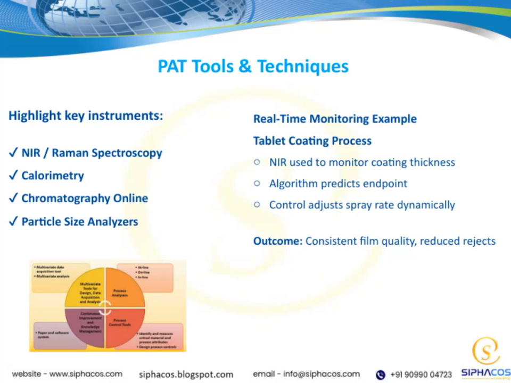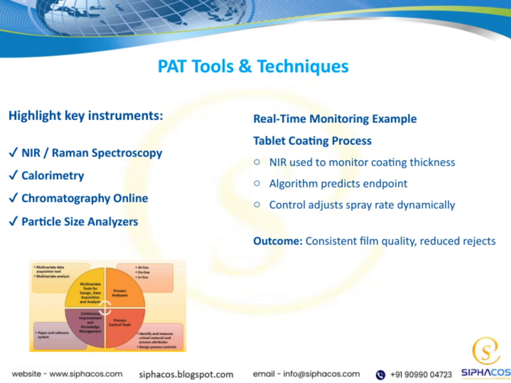Let's take a look at this real-time monitoring example in the tablet coating process. Here, NIR technology is used to monitor the coating thickness as the process happens. This means we can get immediate feedback on how thick the coating is without waiting for lab results. The system then uses an algorithm to predict the endpoint of the coating process. Essentially, it determines the perfect moment when the coating is just right.